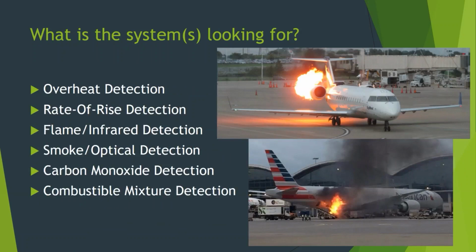Some aircraft have flame or infrared detection items on them. You all had the opportunity to trigger an infrared detector in lab. Smoke and optical detection. Okay, so in some areas we can sense temperature, other areas we can see temperature, or we can see smoke, which is the result of a fire, right? The combustion gases coming off of it.